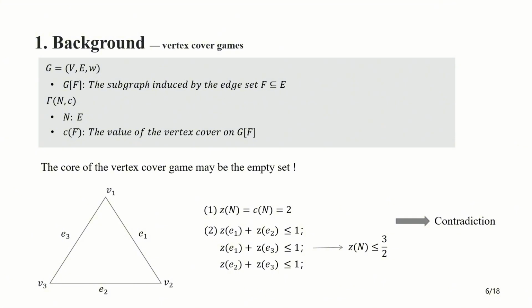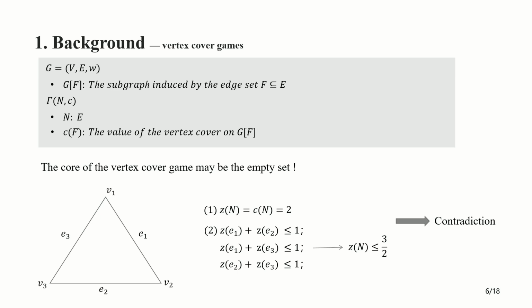The problem we are studying is the minimum vertex cover game. In this game model, the set of players corresponds to the edge set of a graph. The cost generated by any coalition is the weight of the minimum vertex cover of the subgraph induced by the subset of edges. The core of the minimum vertex cover game can be empty. Let's illustrate this with a simple example.